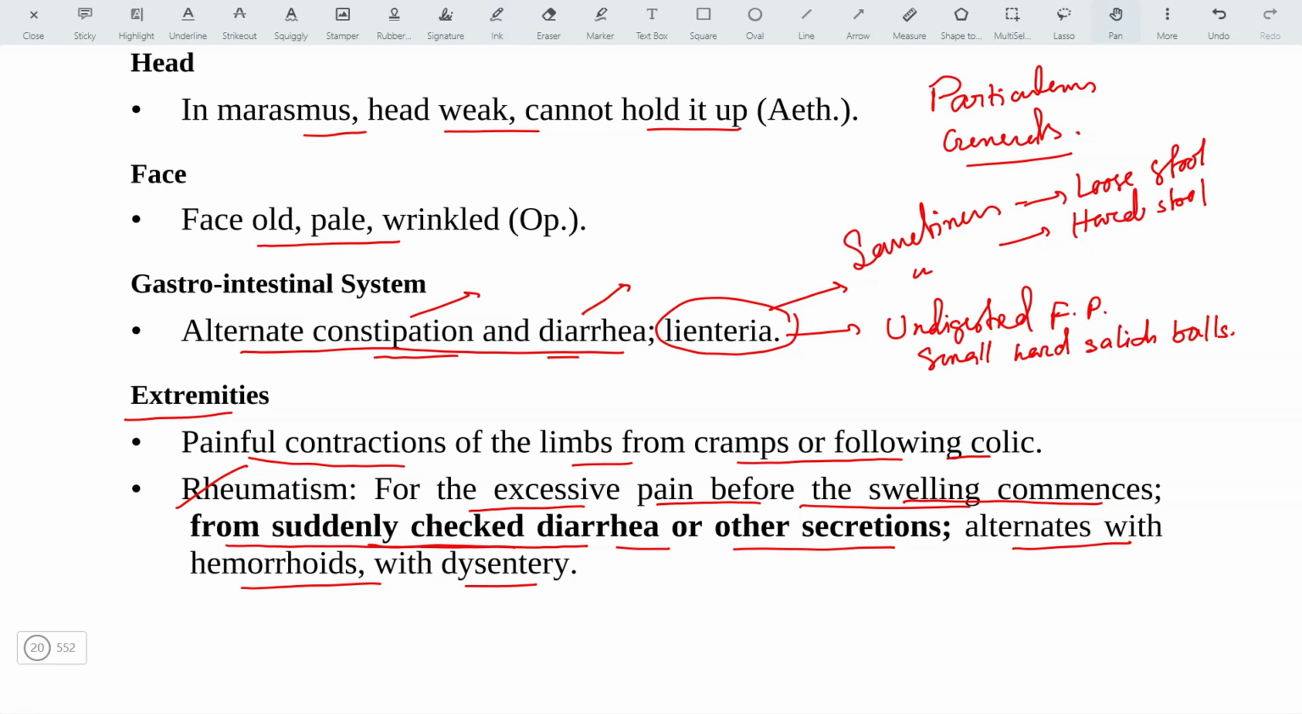Alternating with hemorrhoids or with dysentery. If the patient was having dysentery secretion, or bleeding hemorrhoids, the patient was having bleeding piles, but the bleeding stops and then the pain starts over the joints, then you think of Abrotanum, obviously considering the main constitution of Abrotanum, that is defective assimilation and digestion, resulting in emaciation peculiarly over the legs area, and the person becomes cruel.